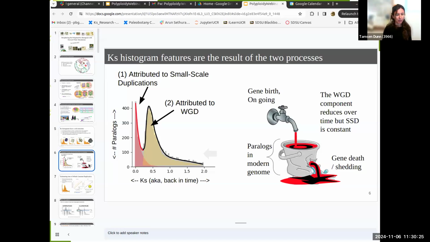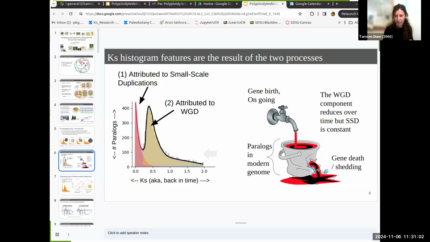With a very simple model, you can think of the two main processes that shape these KS histograms. First off, there are small scale duplications. Genes are constantly being born and constantly shed, and that follows an exponential decay. You can imagine the genome as a bucket of paint with a hole in it to represent gene shedding. There's a faucet here, and genes are continuously being born, so they're being poured into the bucket.